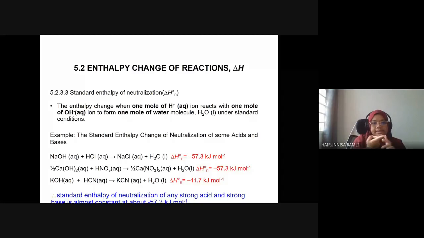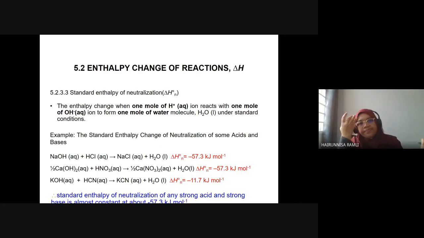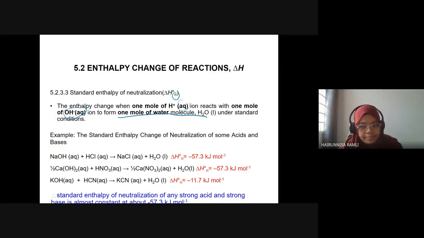Okay, so we have finished number two, right? Combustion. Now we are moving to the standard enthalpy of neutralization, N. Okay, we put it as N here. So what is the definition? This is an enthalpy change when one mole of H+ aqueous reacts with one mole of OH- aqueous to form one mole of water. Of course, understand that condition. You have learned before that neutralization is between acids and bases. By definition it is H+ aqueous plus OH- aqueous produces H2O liquid.